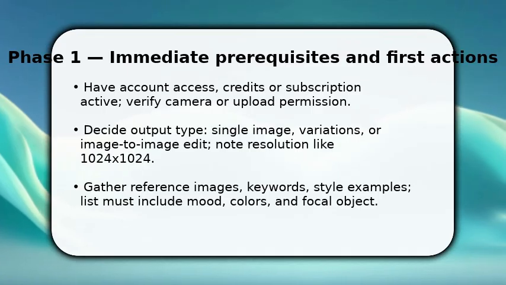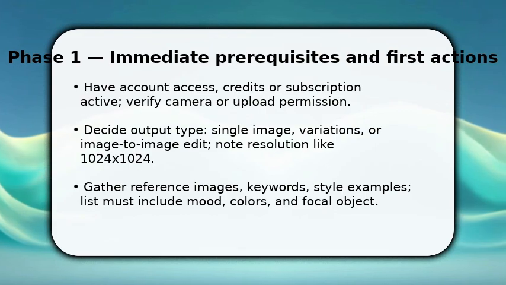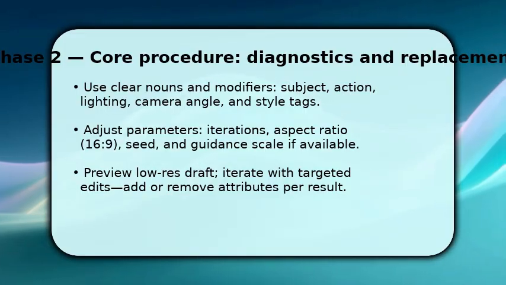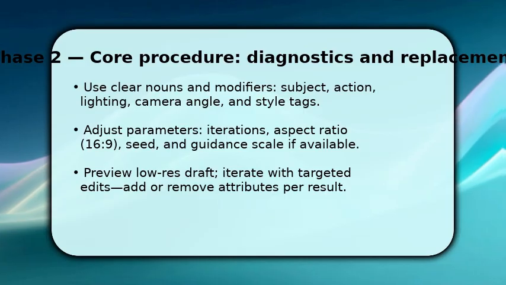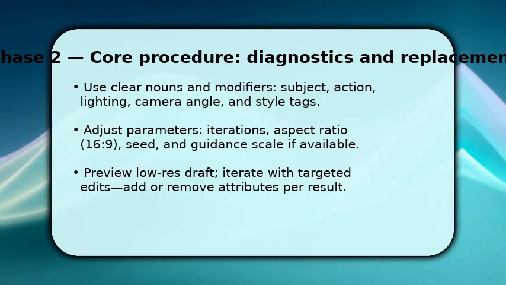Once done, open the image generation tool and select the mode that matches your goal. Then paste your prompt. Now you refine inputs to steer results. Start with a precise prompt. Name the subject, exact action, lighting, camera angle, and a style tag like cinematic or watercolor.